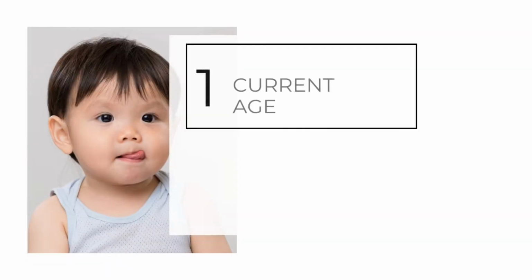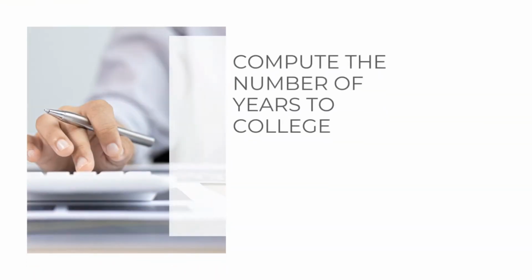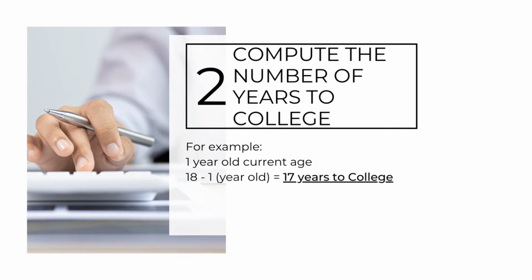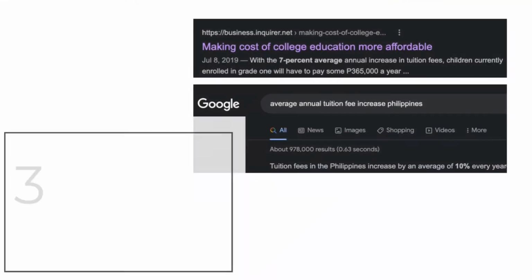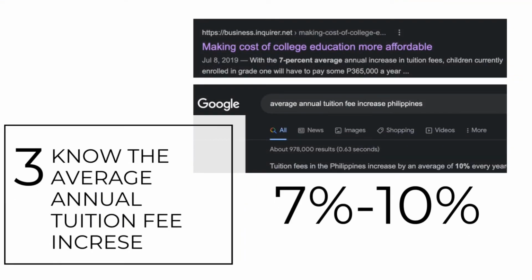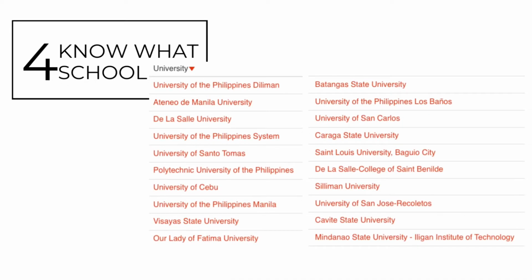First is we have to know kung ano yung age ng anak mo. Then, we will compute for the number of years to college. So, for example, 18 years old minus 1 is equals to 17 years to prepare for college education. The next step is we have to know the average annual tuition fee increase. Next is we have to know kung anong school mo siya planong pag-aralin. And then, kung alam mo na kung saan siya pag-aaralin, just check on Google kung ano yung current tuition fee.